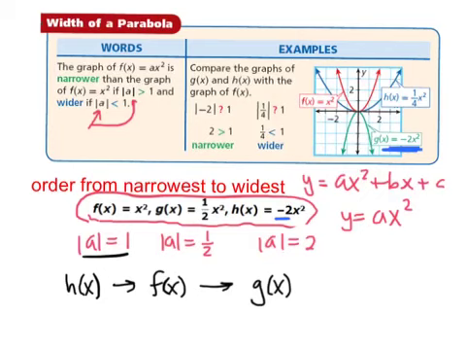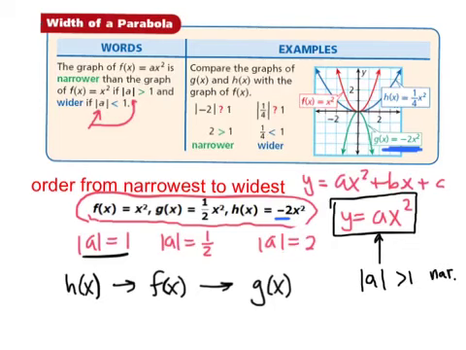And so we have to make sure that we're always looking, again, at our a value, because for our function we're just worried about the a value. We don't worry about anything else. So as long as we have y equals ax squared, look at the absolute value of a, and decide, is it greater than 1 or is it less than 1? Again, if it's greater than 1, it's narrow, and if it's less than 1, it's wider, because it's inclining at a slower rate.